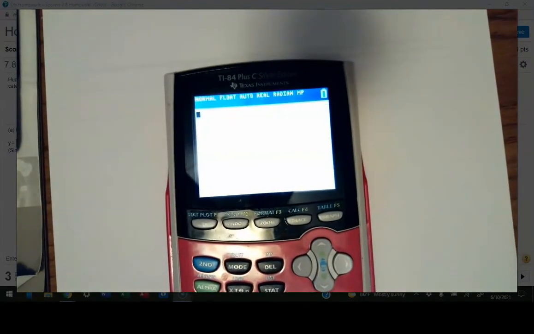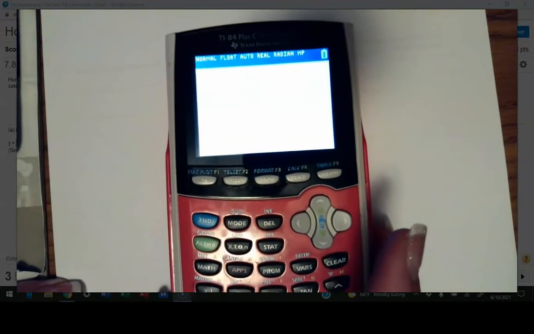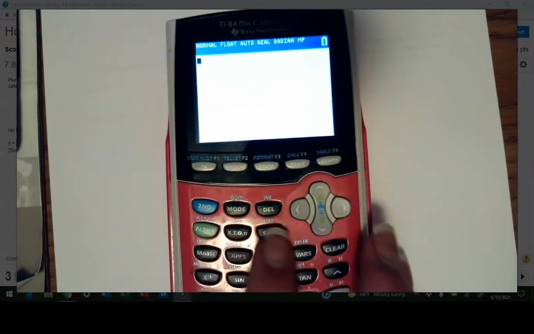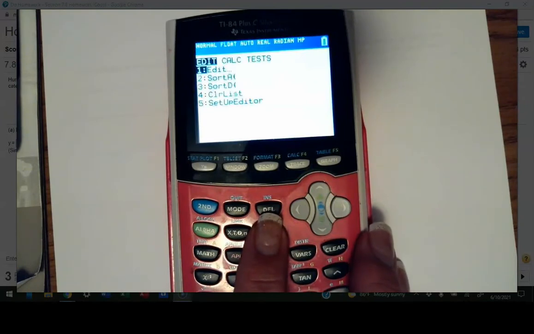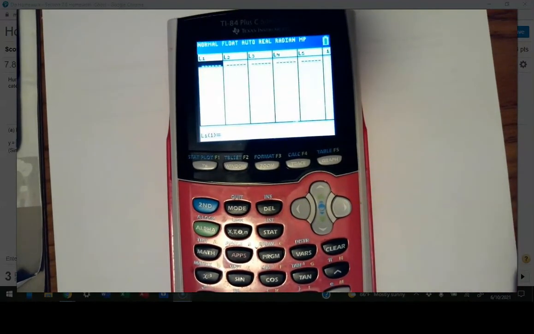Okay, there we go. So what we need to do is make a list of X values and a list of Y values. So we're not going to use the Y equals for this. I'm going to use stat. So I'm going to press the stat key. And the first thing I notice is that I'm allowed to edit. So I'm going to hit enter, and it's going to tell me, give me some values for list 1, give me some values for list 2.